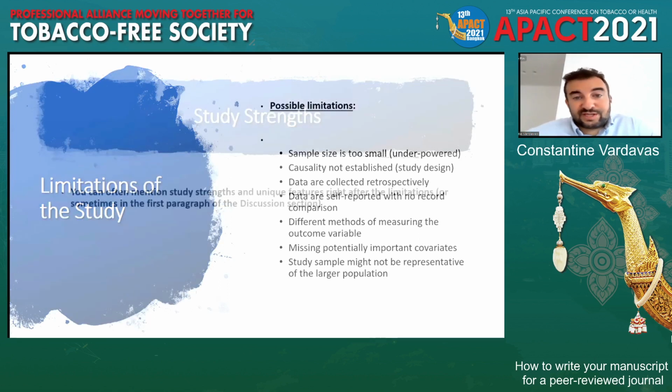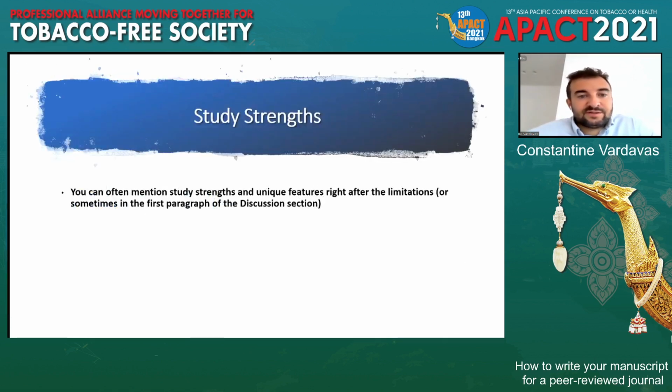Of course, it's also good when you have your limitations to show your study strengths, and you can often mention the study strengths and unique features right after the limitations, or just before the limitations. My personal opinion is usually I write the limitations and then I write the strengths. So, for instance, we have a cross-sectional study, which means we cannot attribute causality, because by design you cannot attribute causality in a cross-sectional study. However, our study was novel because it's never been done before in the study setting, because we used a very good follow-up, etc.